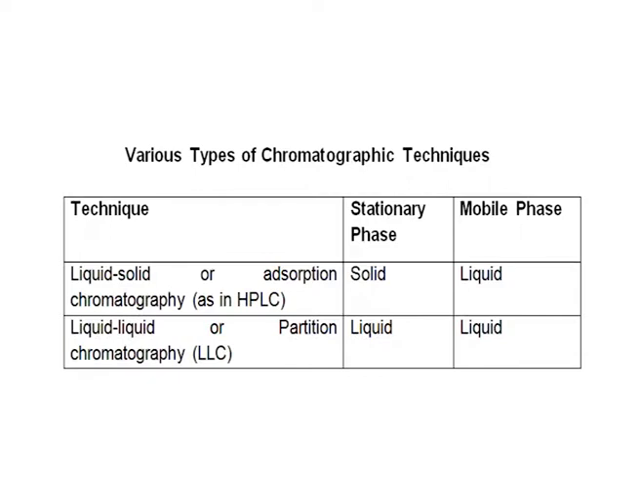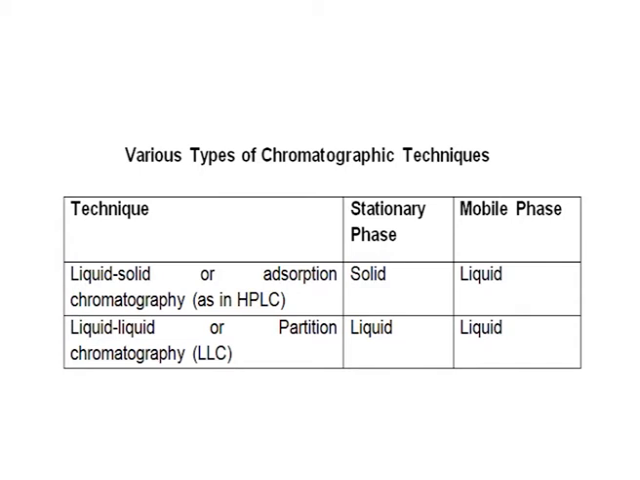The various types of chromatographic techniques are tabulated in the table shown on your screen. Table 1, various types of chromatographic techniques. Technique, stationary phase and mobile phase. Liquid solid or adsorption chromatography, as in HPLC, the stationary phase is solid, mobile phase is liquid.